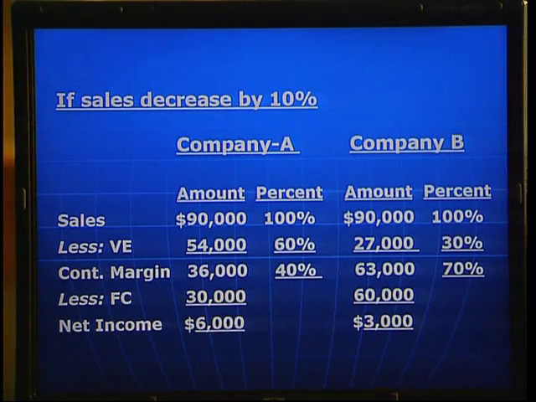For company B, the total sales $90,000. The variable expenses is $27,000. As a result, the net income will be $3,000 for company B.